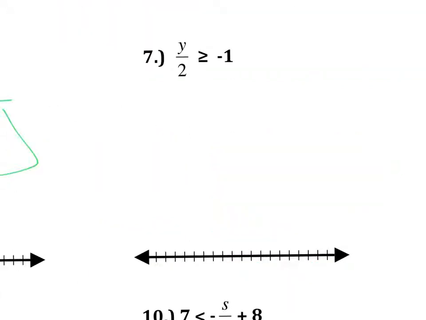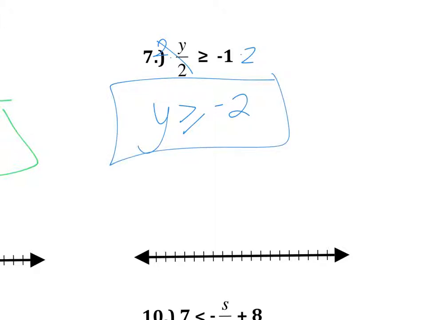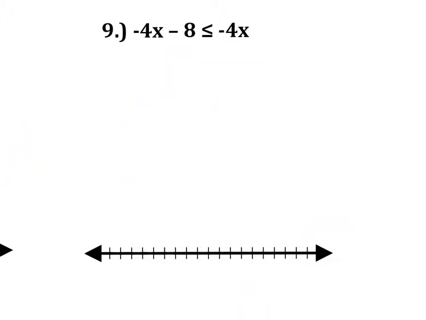Number 7, we want to get y by itself. Y divided by 2 is greater than or equal to negative 1. So we're going to multiply both sides by 2. So y is greater than or equal to negative 2. So on our number line, we'll have a closed point going to the right.